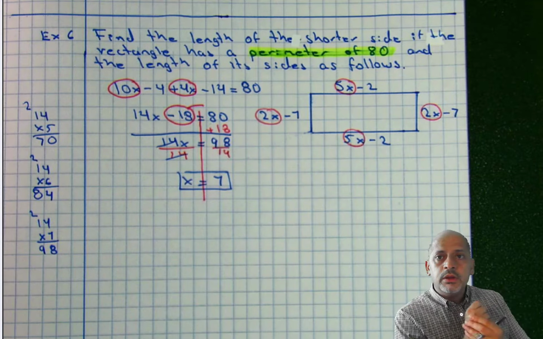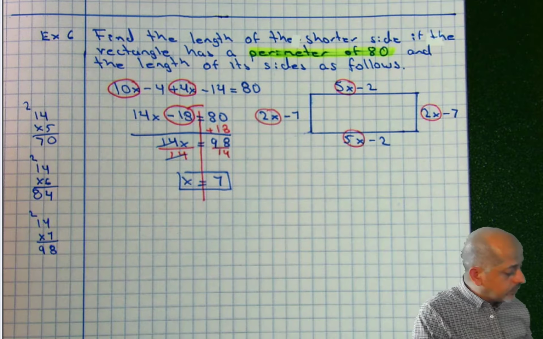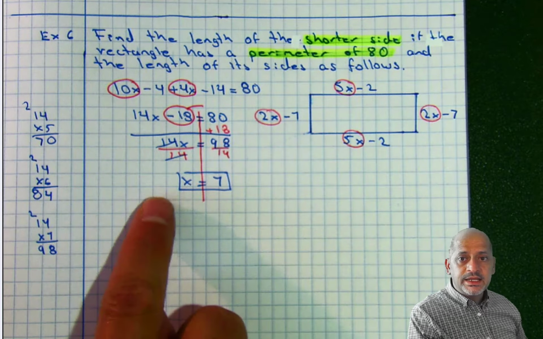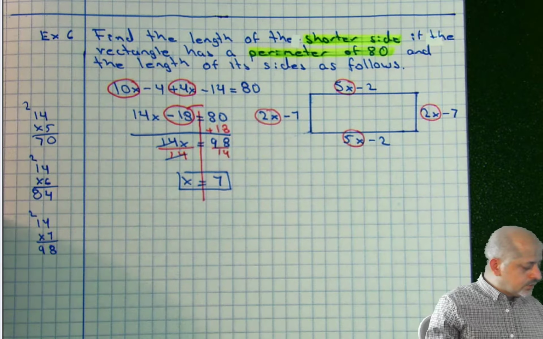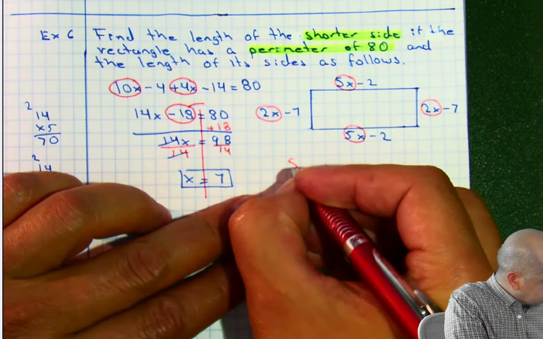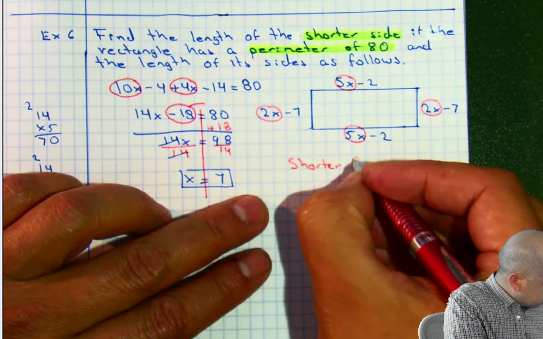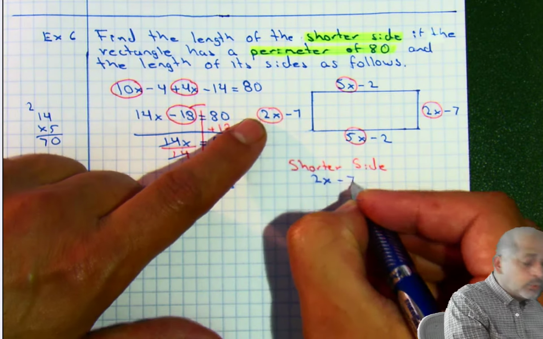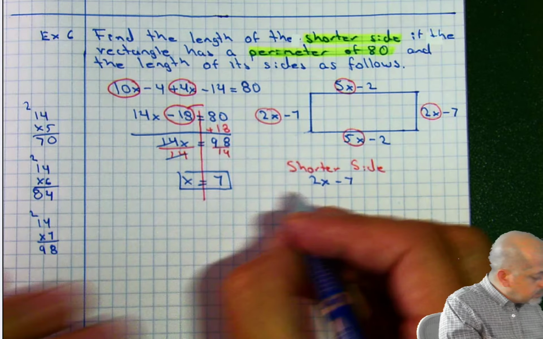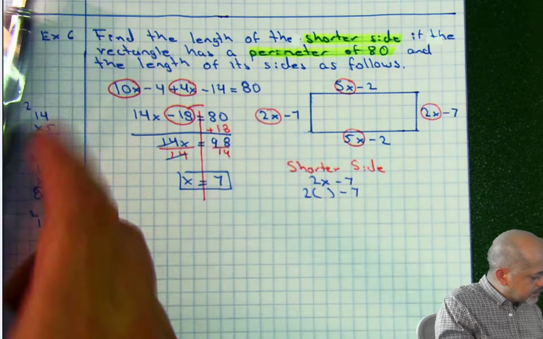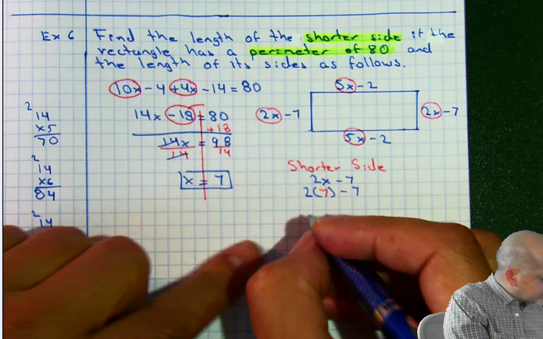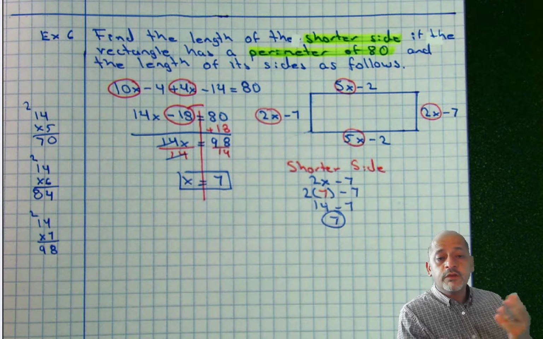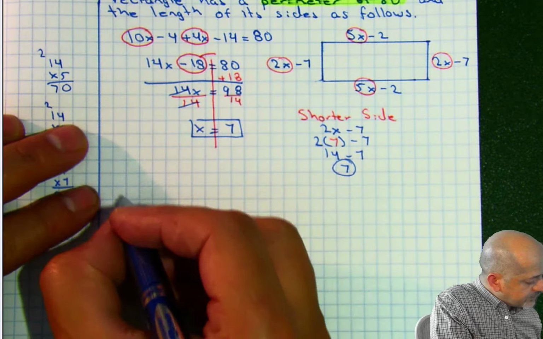And now we're done. Now, so one of the things you have to remember, what are they asking you? Find the length of the shorter side. This is the shorter side, so now we're going to plug in a 7. So now let's go and find the shorter side. So let's write down the shorter side. And because the shorter side is 2x minus 7, now that we know the value of x, we can just plug it in. 2x minus 7. And the value of x is 7. So that gives me 14 minus 7 is equal to 7. So many 7s. So therefore the shorter side is 7 units.